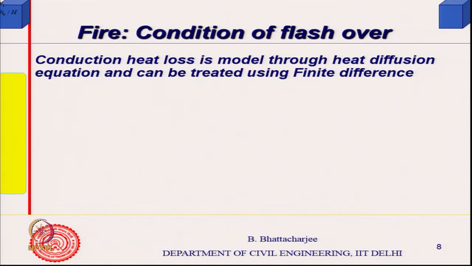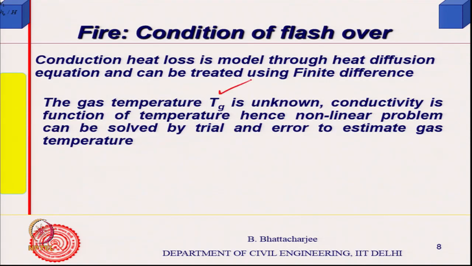We are not interested in this. But I wanted to give you this equation and give you an understanding of what it is. The boundary condition is unknown, Tg is unknown, so it makes life even more complicated.